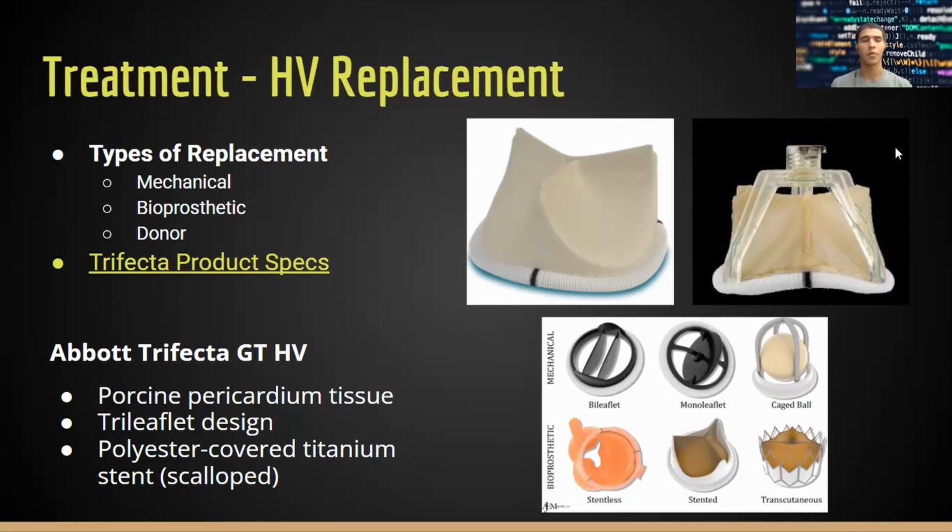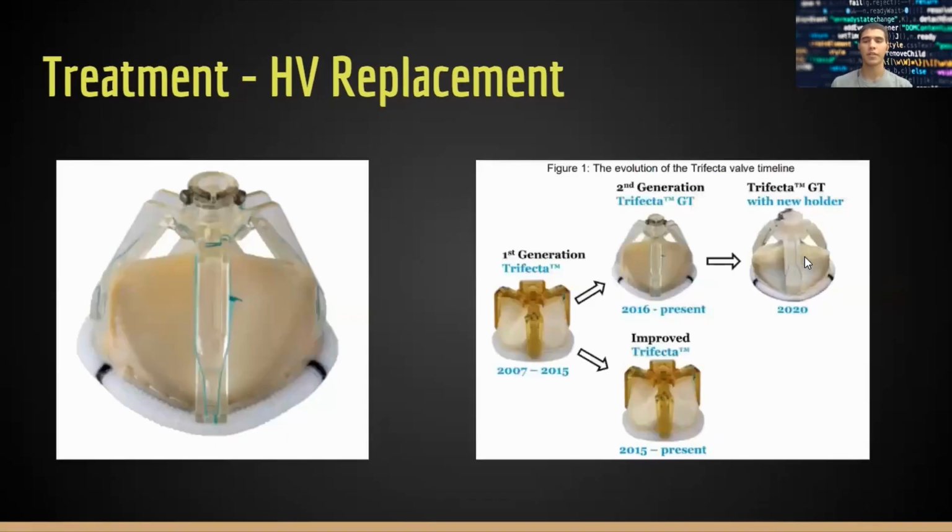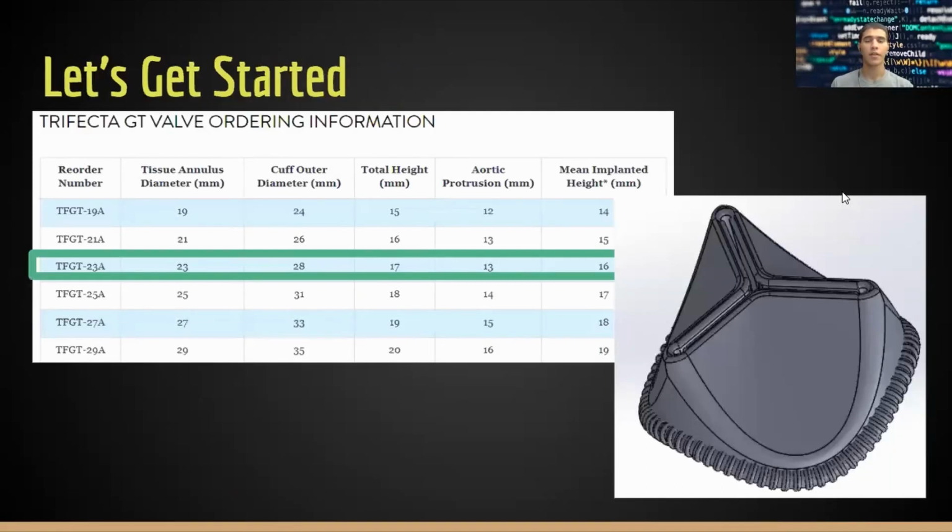So for today's design, we'll be looking at the Abbott Trifecta. If you notice in images such as these, it has a scallop design covered in polyester-covered titanium, which gives it a shape. I've done some research, and there are a lot of iterations of this design, with continuous improvements going on as early as 2007. Today we'll be modeling something close to the 2020 design. It does not include the new holder for the heart valve. I think the holder allows it to retain its shape, since this is composed of different tissues sewn together. This information is available online with the different specs, and this will be the model that will be designed.